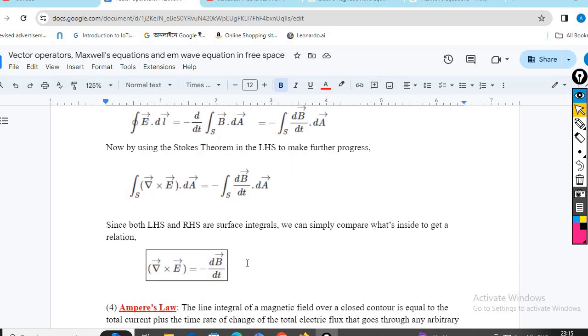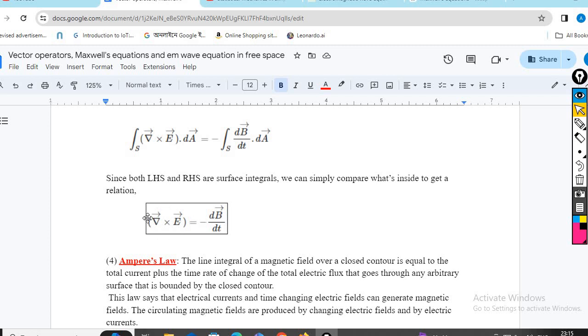So one can simply write the curl of electric field is equal to minus dB/dt. This is the famous Faraday's law. What it says, the time dependent magnetic field will give you the space variable electric field, or the reverse is also applicable.